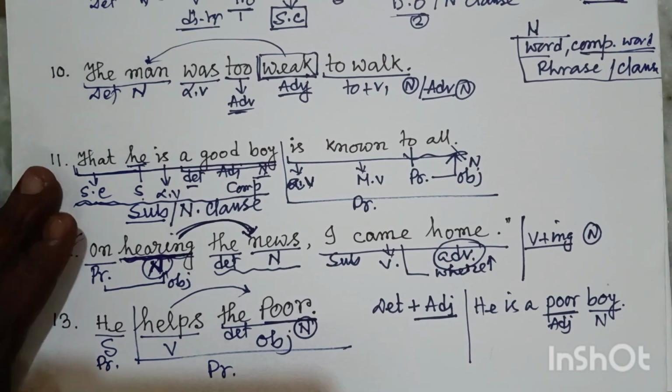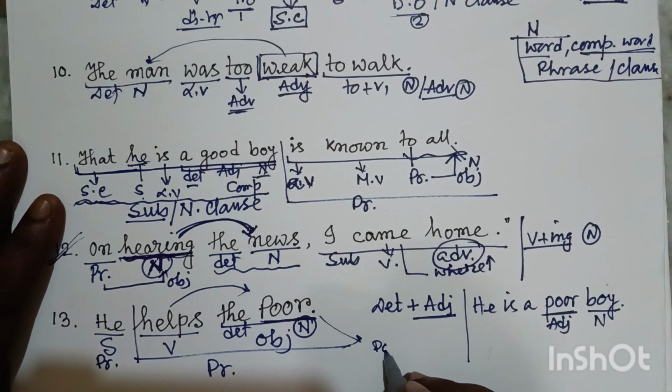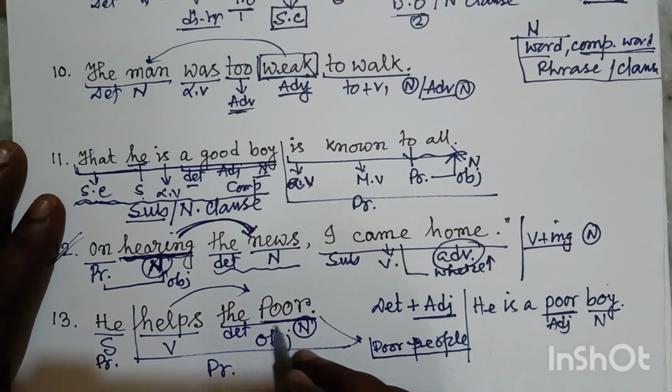But here you cannot see that. Here the poor refers to the entire poor people. These poor, actually it means poor people. Poor people, entire poor people. That means the entire poor class is used here. And we have used the determiner the here.